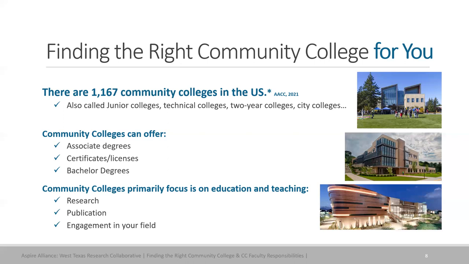So when you're looking for that right community college, you want to make sure that you're casting that net pretty wide and not just focusing on Googling community colleges, but other terms as well. You also want to see what types of degrees they're offering, what type of environment that community college is in. And you also want to see how they are in terms of their education, what they do in terms of research, how they let their faculty publish, and what ways you can get engaged in your field at that particular community college.